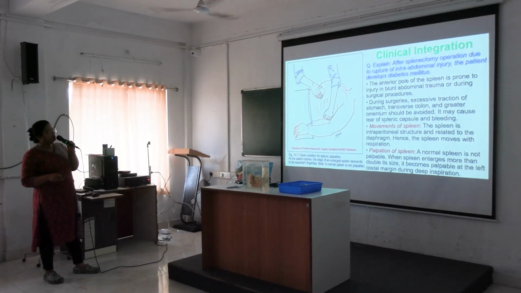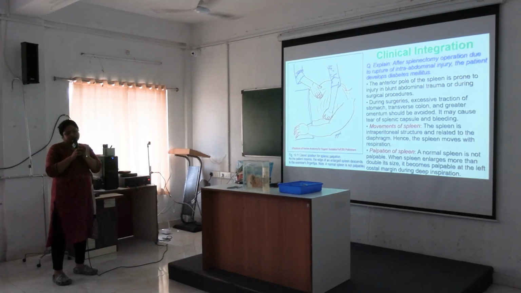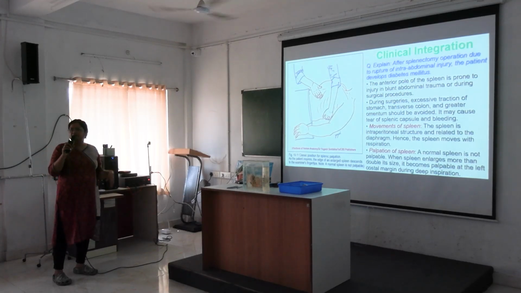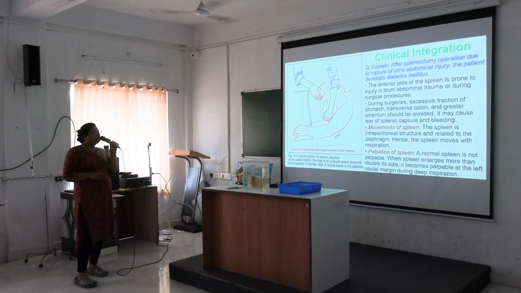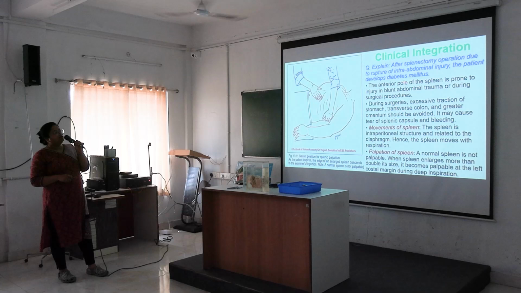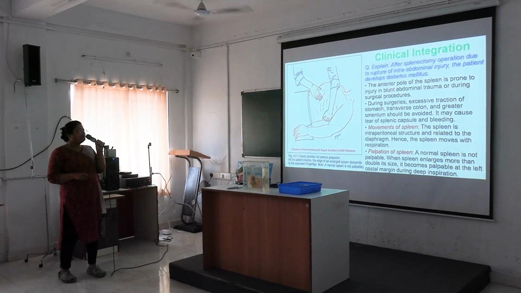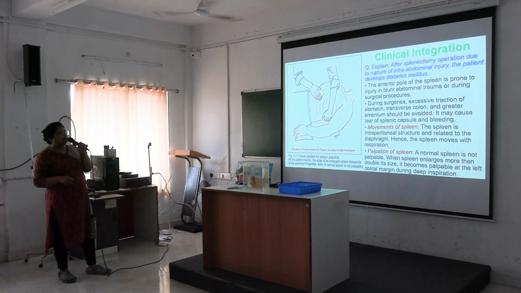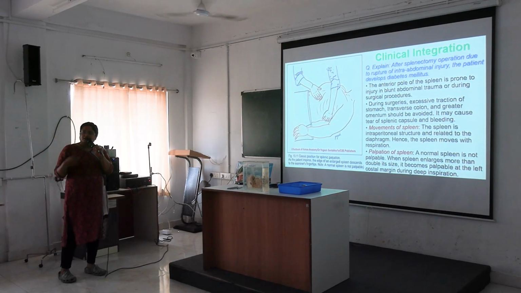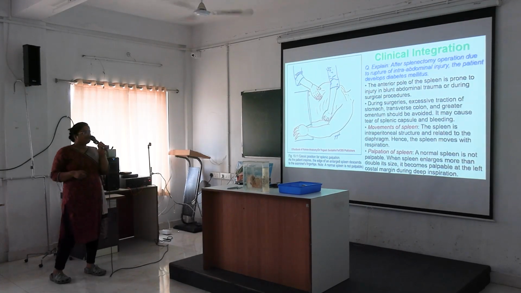Next we go into the clinical aspects. This is palpation of the spleen. You have to learn it during your final year medicine. In second year also you will learn gradually. So the anterior pole of the spleen is prone to injury in blunt abdominal trauma or during some surgical procedures. During surgeries, excessive traction of the stomach, transverse colon and greater omentum should be avoided because it may cause a tear of the splenic capsule and bleeding. The spleen is a highly vascular organ, so if any tear occurs, there will be heavy bleeding.